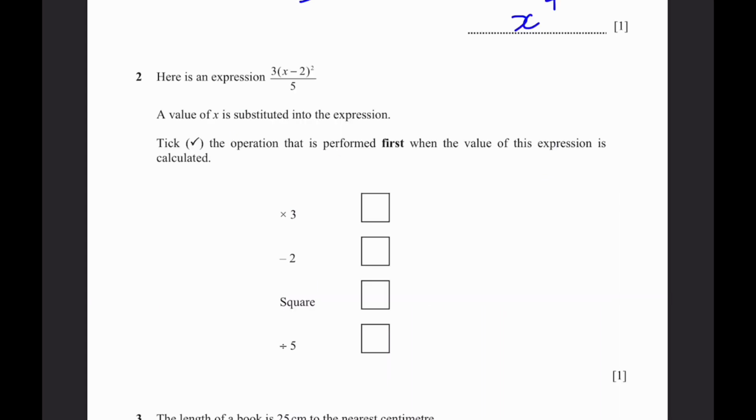Question 2. Here's an expression 3 into x minus 2 the whole squared by 5. A value of x is substituted into the expression. Take the operations as performed first when the value of this expression is calculated. Actually over here, minus 2 is performed first. Because after we get the x value, let's say x is equal to 3, 3 minus 2 is performed only then we can square it. So minus 2 is first.